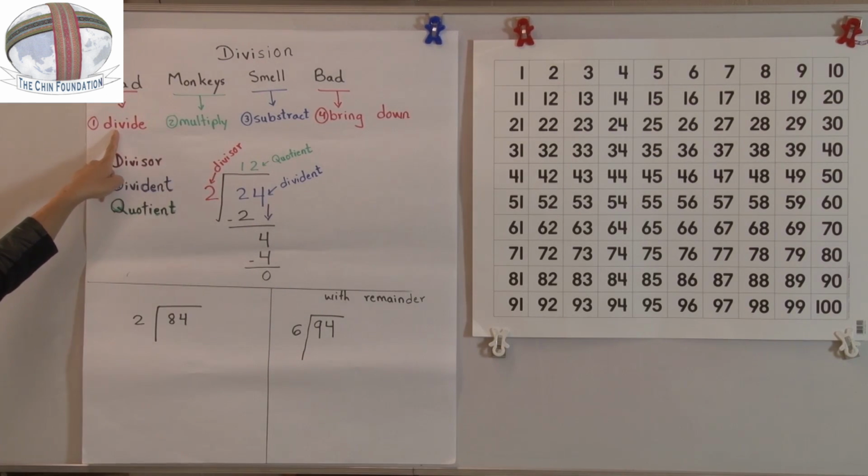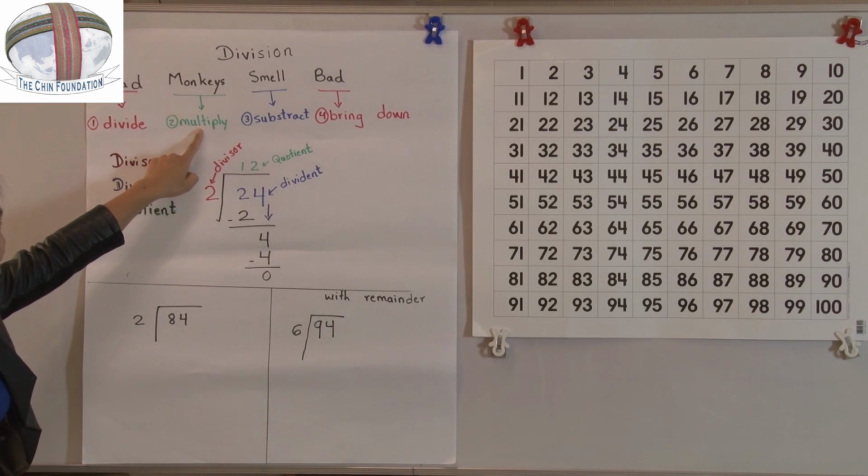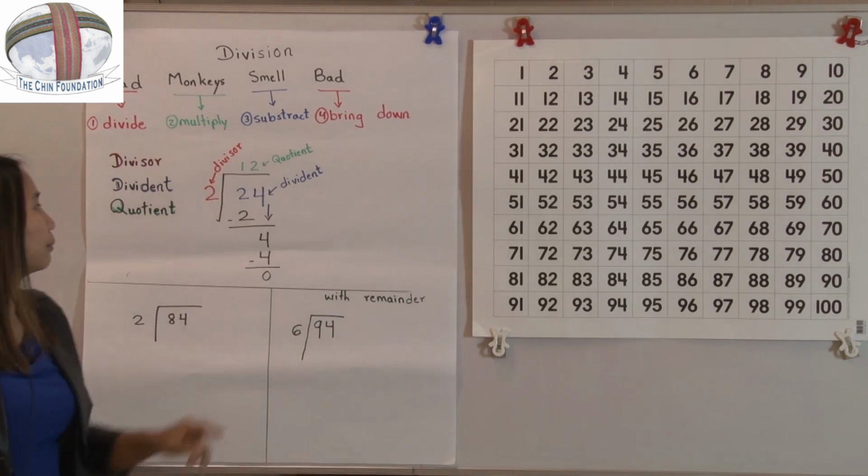D stands for divide. M stands for multiply. That means you have to times. S stands for subtract. B stands for bring down.